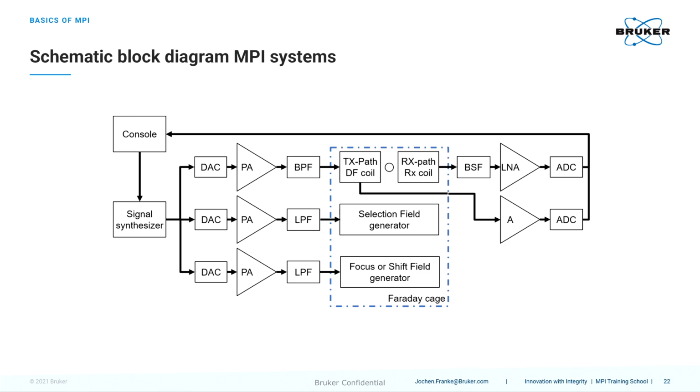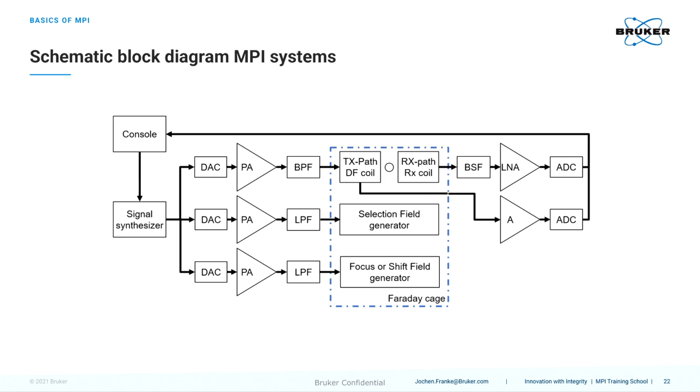So a schematic block diagram of a full MPI system would look like that. We have already seen it. We have a power amplifier for the tri-field, a bandpass filter, the transmit coil, a receive coil, a band stop filter to filter out the fundamental frequency, a low noise amplifier, and then we digitize the time signal.